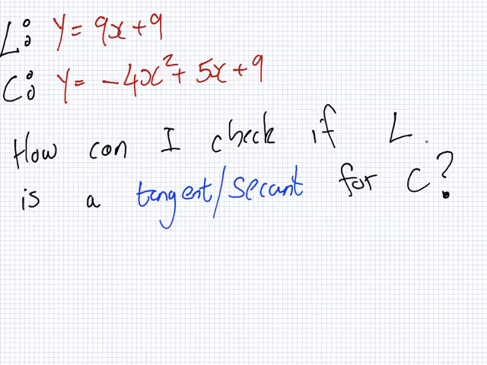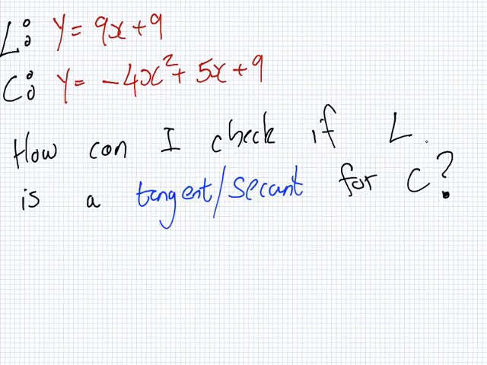So anybody got any ideas on how I could check? Wait. He doesn't talk much. Go ahead. What's your idea? Draw it. Good, but there's a better way. And you talked plenty, so we'll go with him next. You put both equations equal to each other and then solve. If you get two answers, that's a secant. If you get one answer, then it's a tangent. Do you agree? Good.